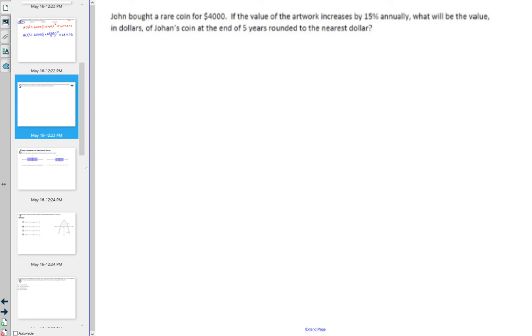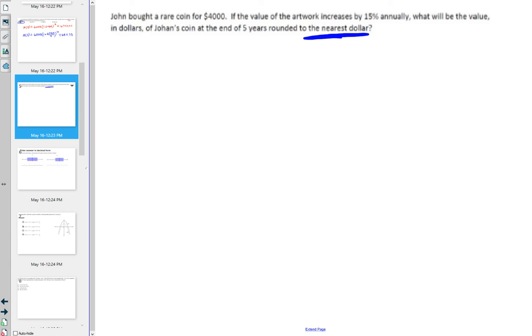John bought a rare coin for 4,000. If the value of the artwork increases by 15% annually, what will be the value in dollars of Johann's coin at the end of 5 years, round to the nearest dollar. Oh wow, first it says John and this is Johann. Notice that. Okay, this being the key because it clearly says nearest dollar. It's not hard to round to the nearest dollar.